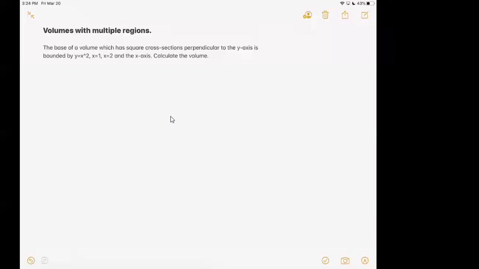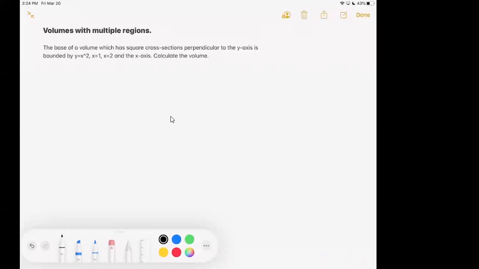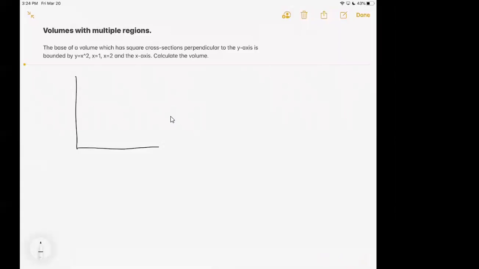The base of a volume which has square cross sections perpendicular to the y-axis is bounded by y equals x squared, x equals 1, and the x-axis. Calculate the volume. So first of all, let's draw the region. So here is the region. It looks something like this. Here's the curve going like that. And the problem is we're looking at a region that is something similar to this, okay?